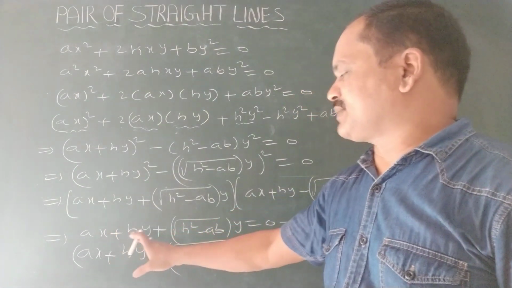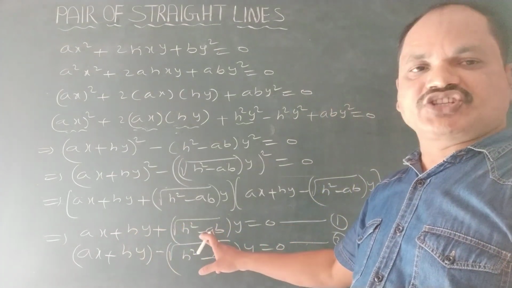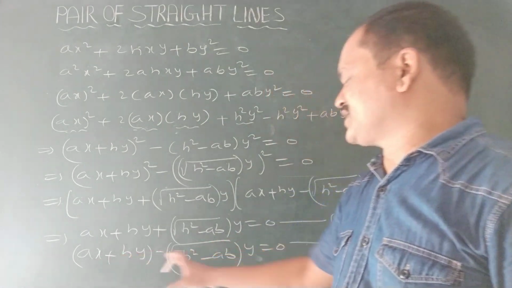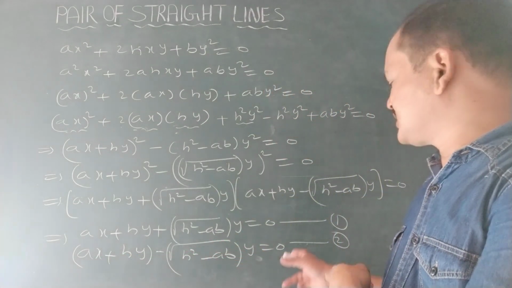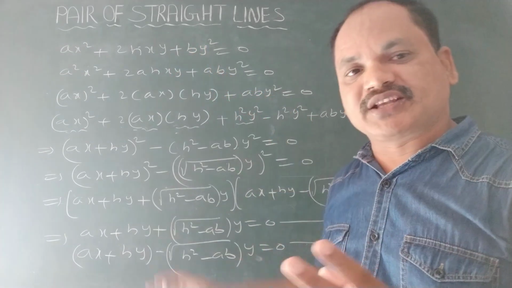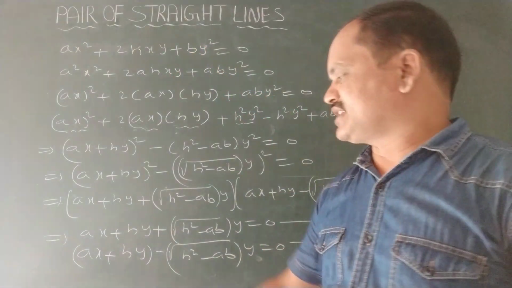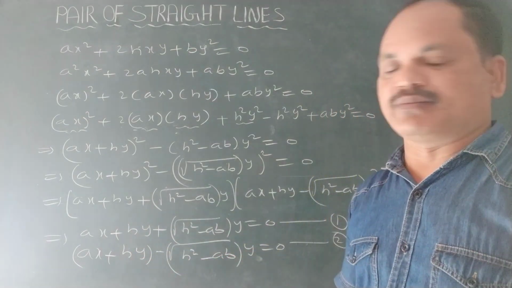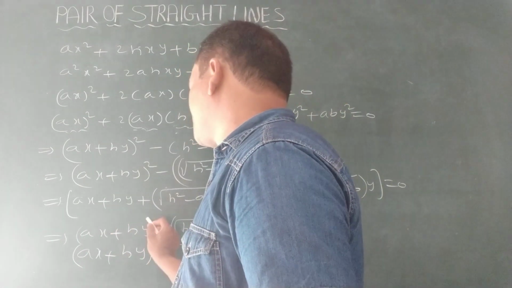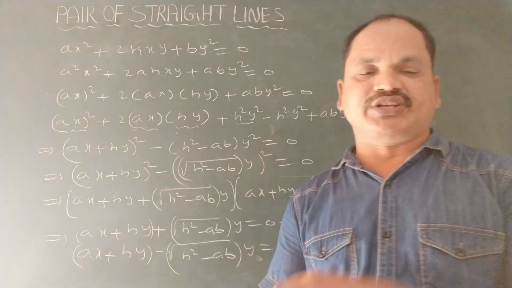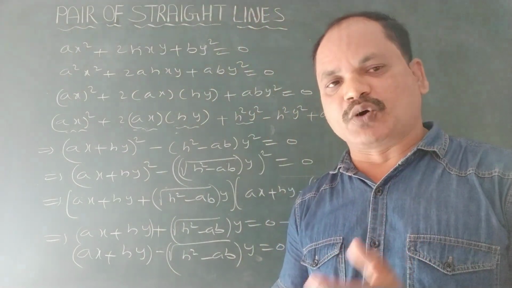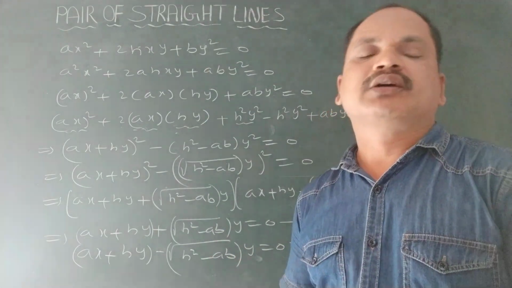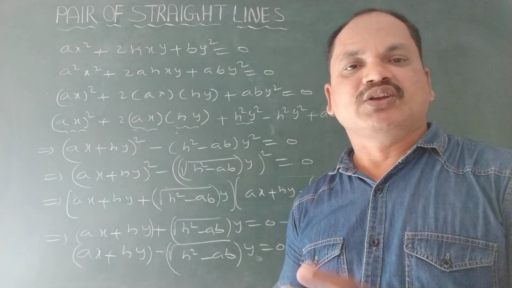Then it is ax plus hy plus 0 is equal to 0, that means ax plus hy is equal to 0. And here it is also ax plus hy is equal to 0. That means the pair of lines equation represents two coincident lines. Since these two are identical lines, they are coincident lines when h square minus ab is equal to 0. That's why the nature of the pair of lines equation in homogeneous form depends upon h square minus ab. That means if h square minus ab is 0, then the pair of lines represents coincident lines.